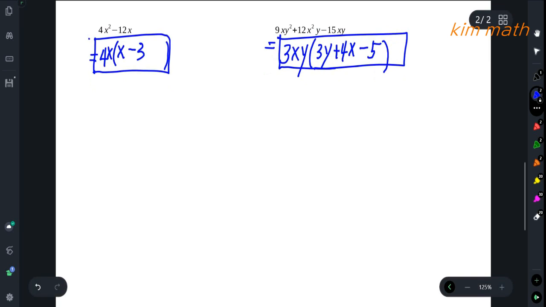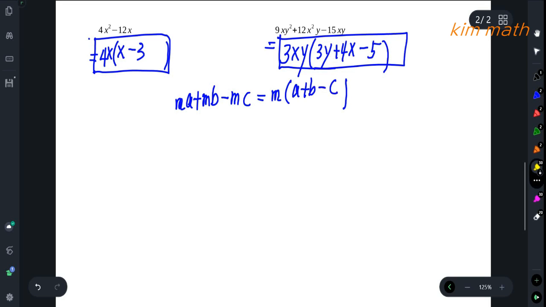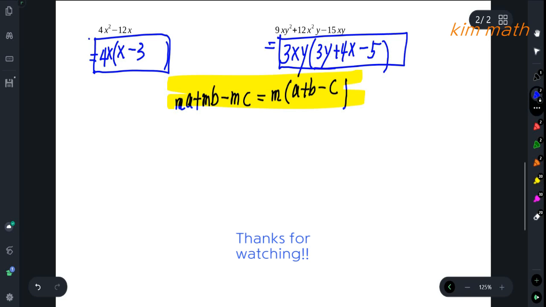Let me summarize one more time. If you have ma plus mb minus mc, for example, then factor out the common factor, in this case m, then the rest of them will be a plus b minus c. Again, this process is the factoring.